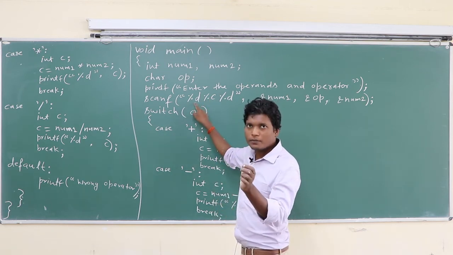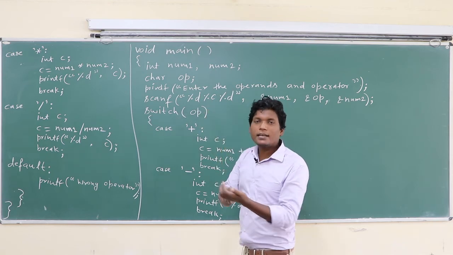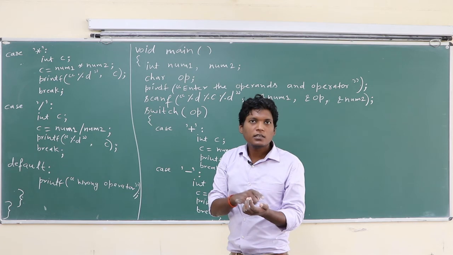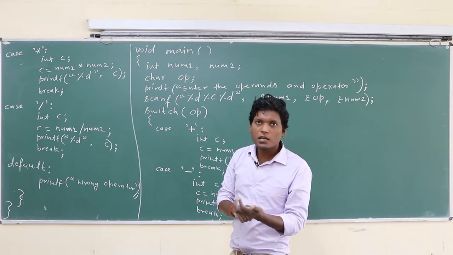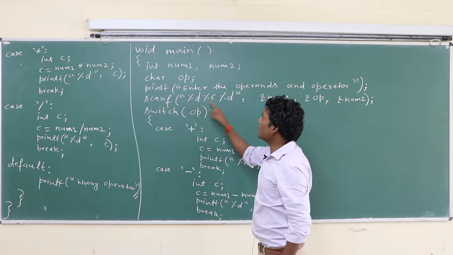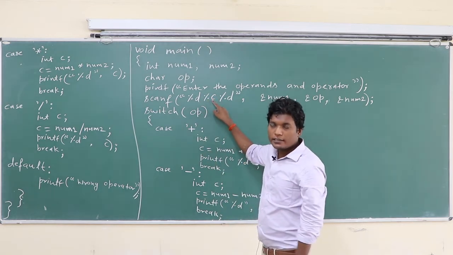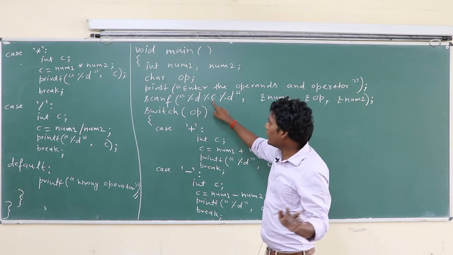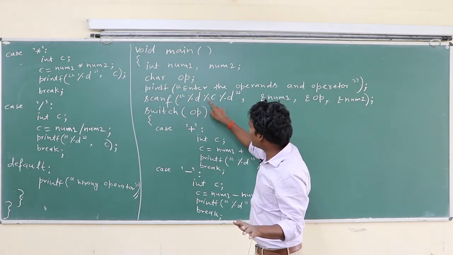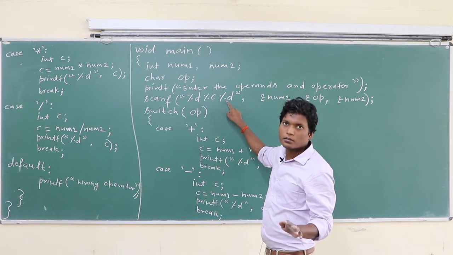You enter the number, then enter the character, that is plus, minus, division, subtraction. Do not use a space. If you hit the space to separate two operands, then the space will be taken and there will be no operator. So class, enter the first number, enter the operator, enter the second number.